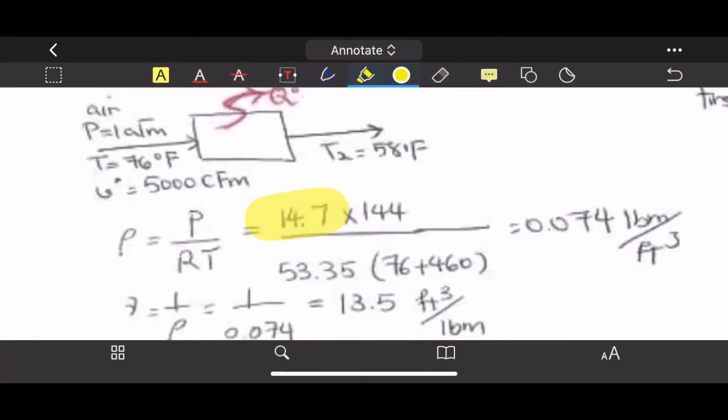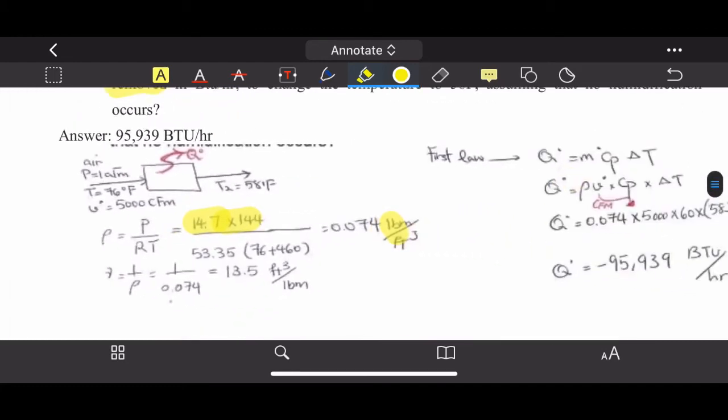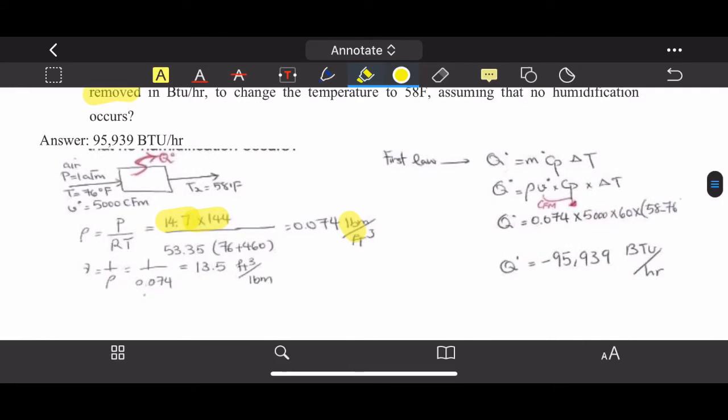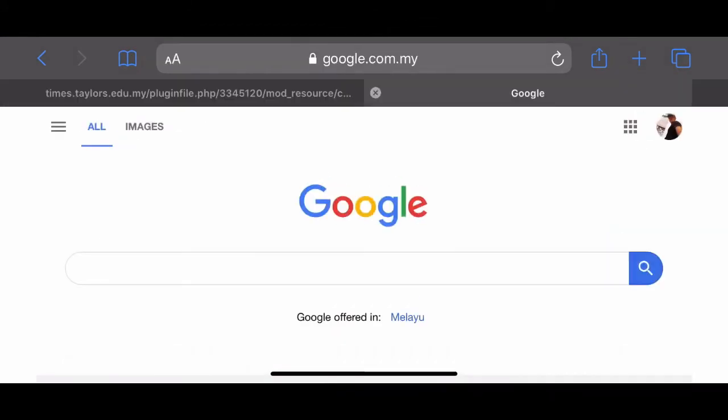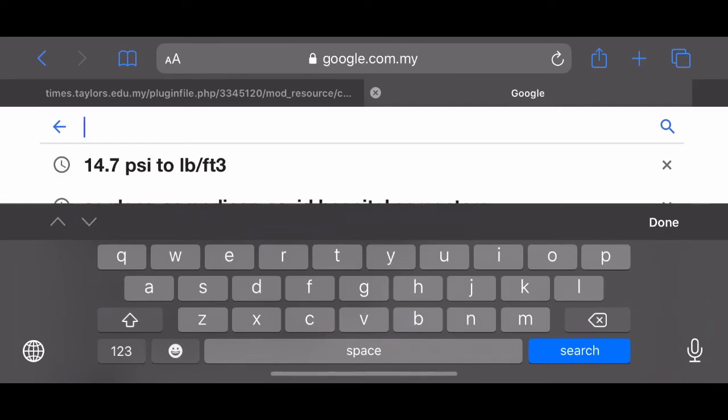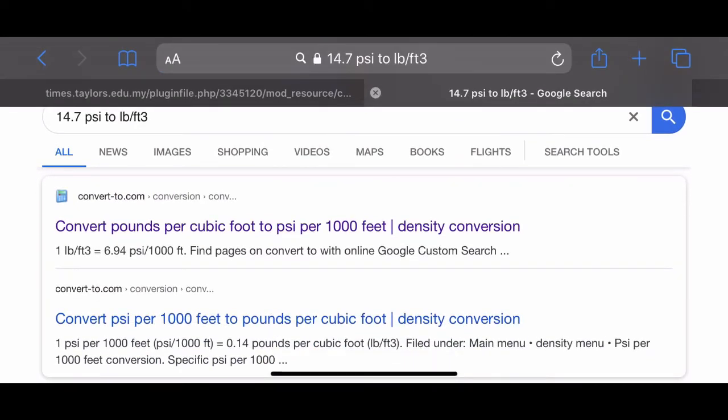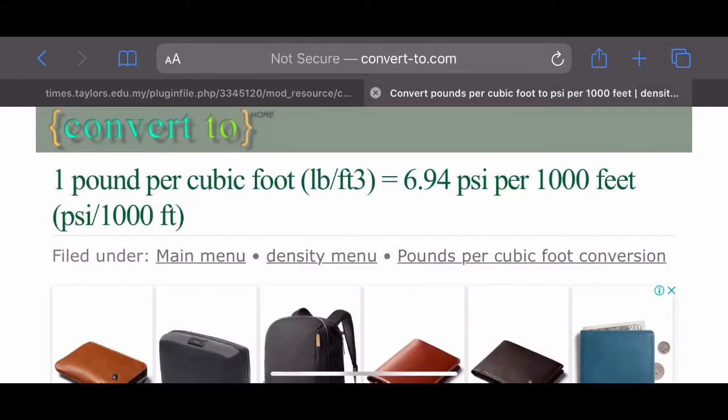14.7 psia. Now here is 144. What does that 144 stand for? What I need you to do is change that psi into pound mass per cubic foot, since BTU per hour needs a pound per cubic foot unit. How do we do this? Go to Safari, Google Chrome, or whatever you have, go to Google and type, as you can see, I've already written there, 14.7 psi to pound per cubic foot. I'm going to click there, and I like to use the first one, convert-to.com. 1 pound per cubic foot equals 6.94 psi per 1,000 feet.